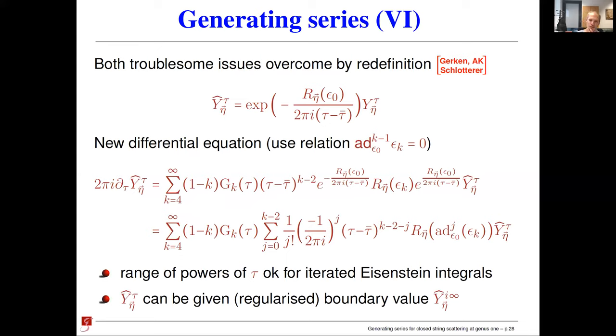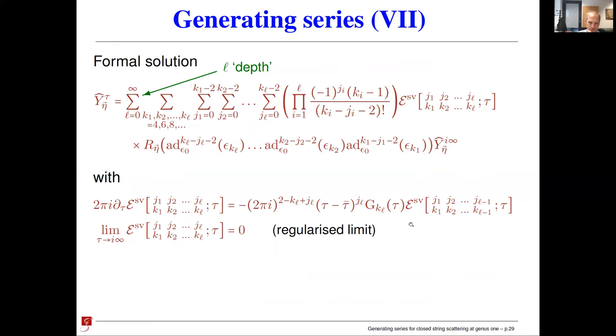Okay, so let's look at this formula for a second again. Now we have d by d tau of y hat is some operator acting on y hat, and this you can now solve by iterated integration. I'm going to show you the resulting formula. The resulting formula is that y hat is expanded out in terms of certain objects, ESV, and the value at the boundary, or at the cusp. So these ESVs are the things that you expect to get from iterated integration.